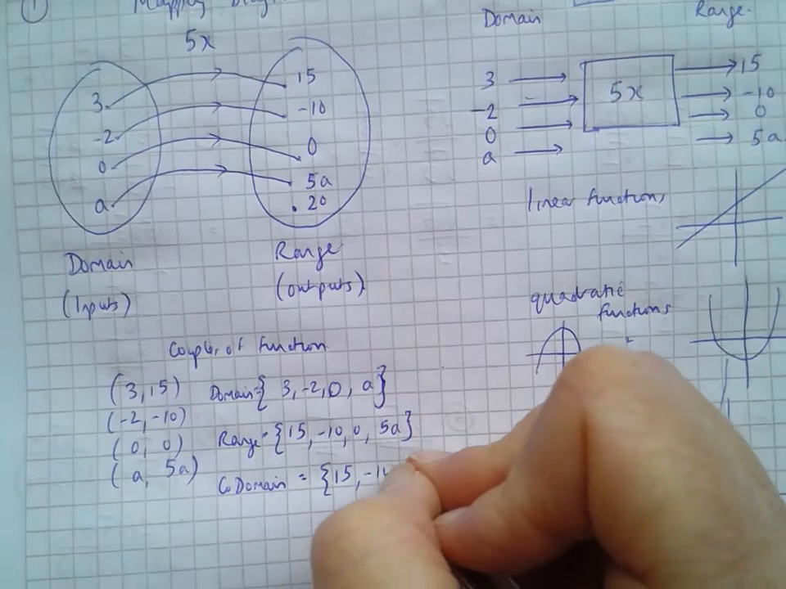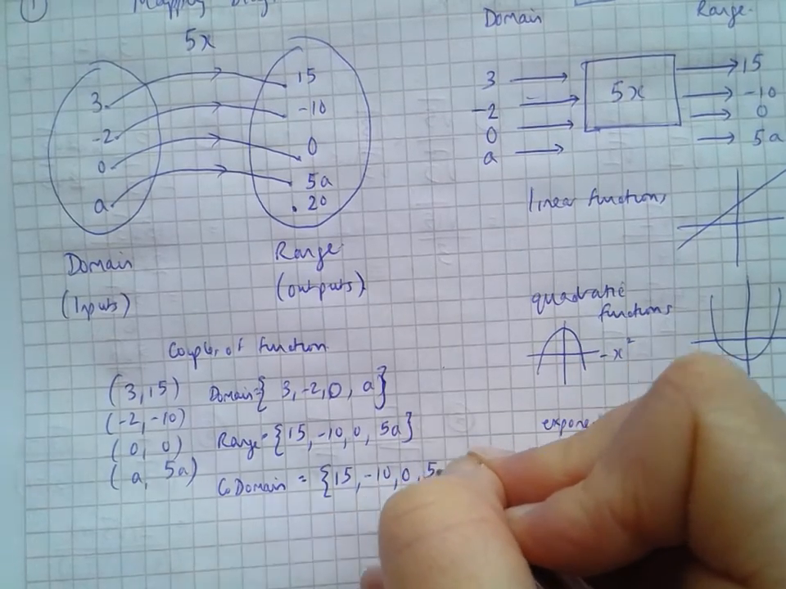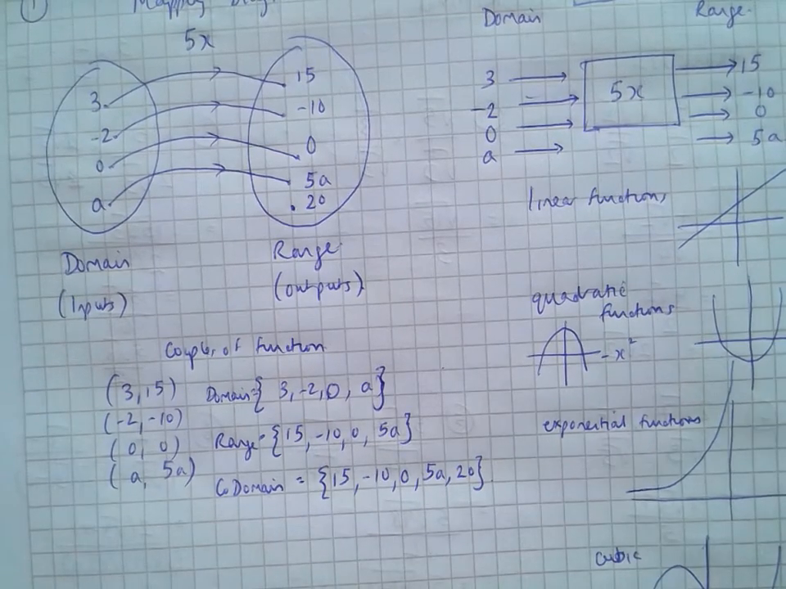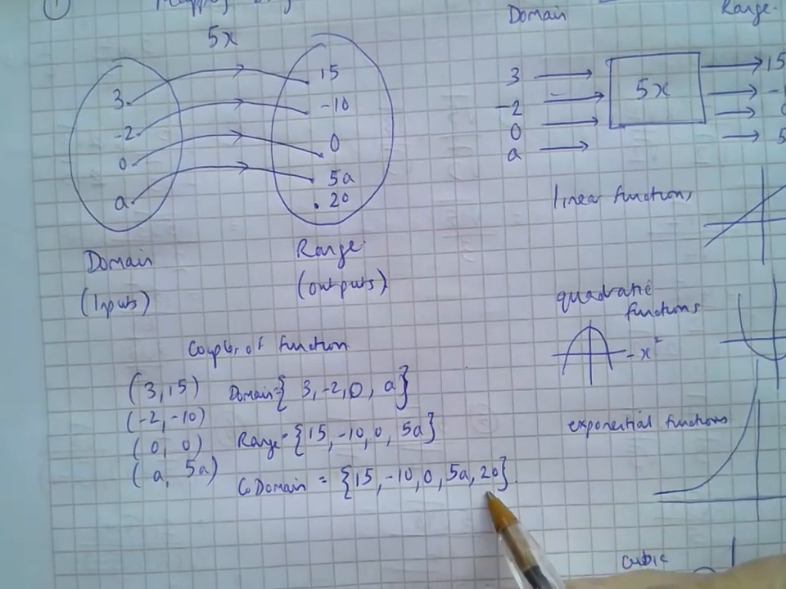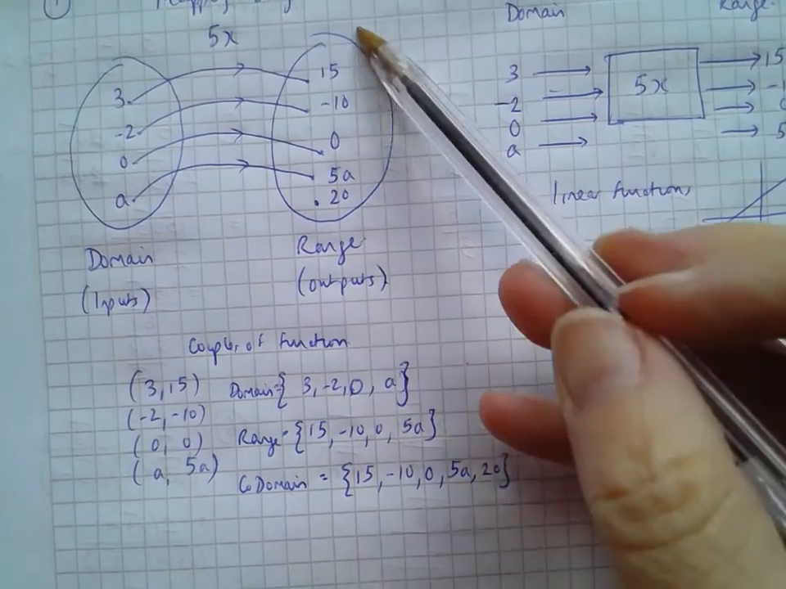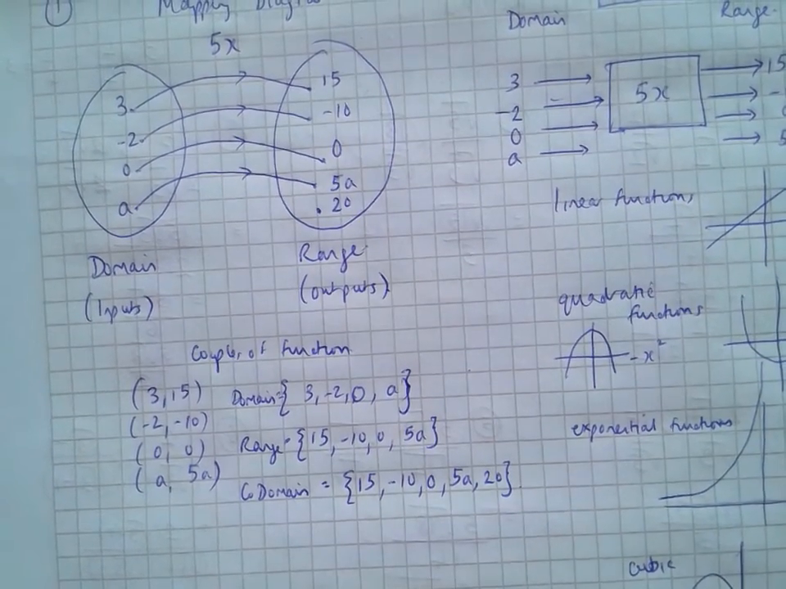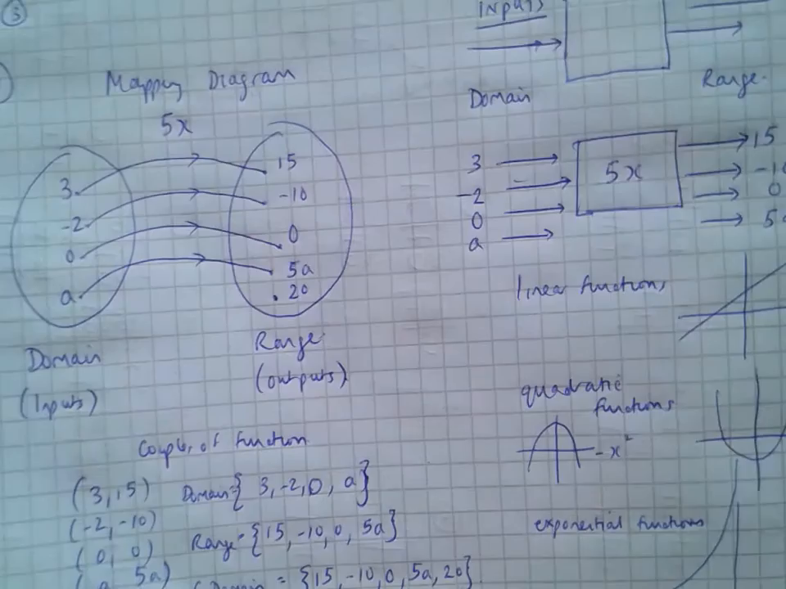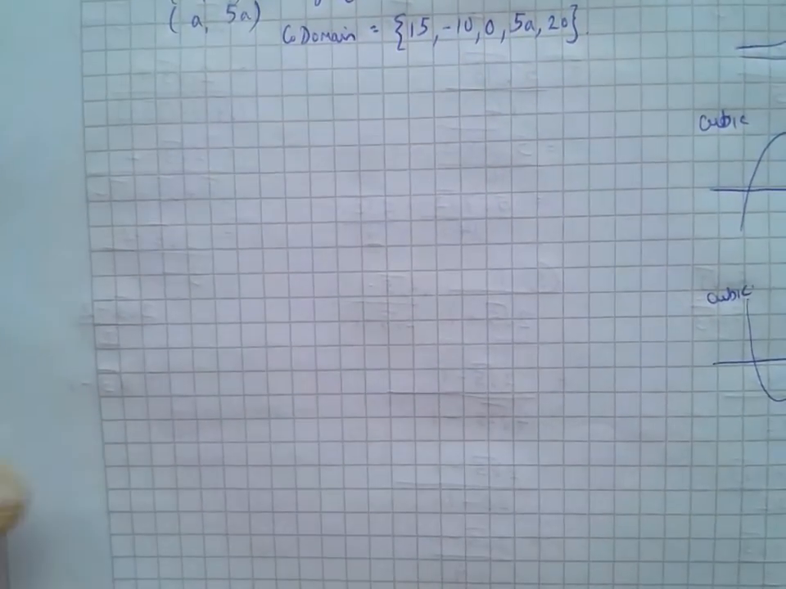So that includes all those that have arrows going to them and are in the range, but also anything else, which in this case is 20. So 20 is part of the codomain, but it's not part of the range. Okay, so that's what we have so far with functions. Let's go on to function notation. Oh, sorry, just one last thing.